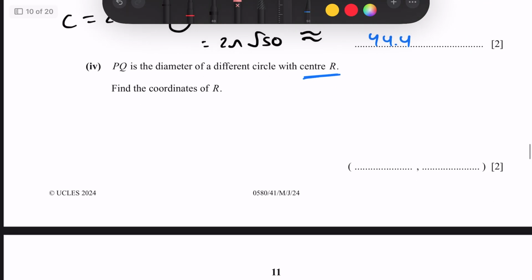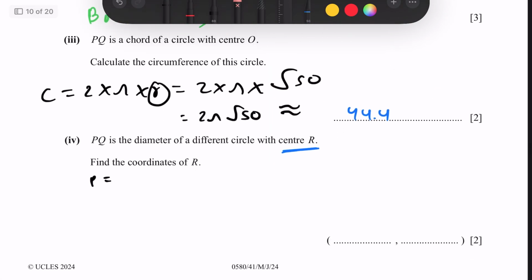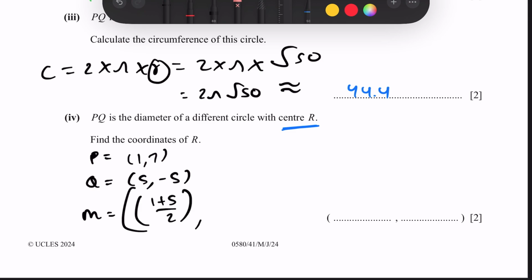So what are the coordinates of P? Let's look up. 1, 7 and Q is equal to 5, negative 5. The midpoint would be the x coordinate of P, 1, plus the x coordinate of Q, 5, divided by 2, comma, the y coordinate of P, 7, plus the y coordinate of Q, negative 5, divided by 2. Now this in turn would be equal to 6 divided by 2, which is 3, and that's for the x coordinate, and the y coordinate is 7 minus 5 divided by 2, which is 1. So our IV answer is 3, 1.